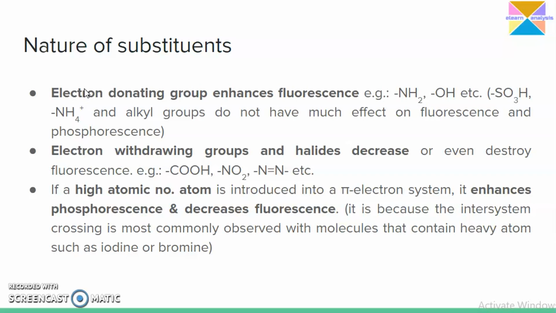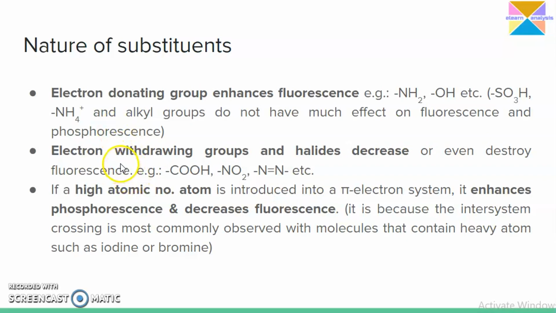And in the molecule, if it is rich with electrons, then there is more possibility that the quantum efficiency of the molecule is higher and higher, so that they show fluorescence with a high probability. If there are electron withdrawing groups or halides, they decrease or even sometimes destroy the fluorescence. The reason being vice versa.